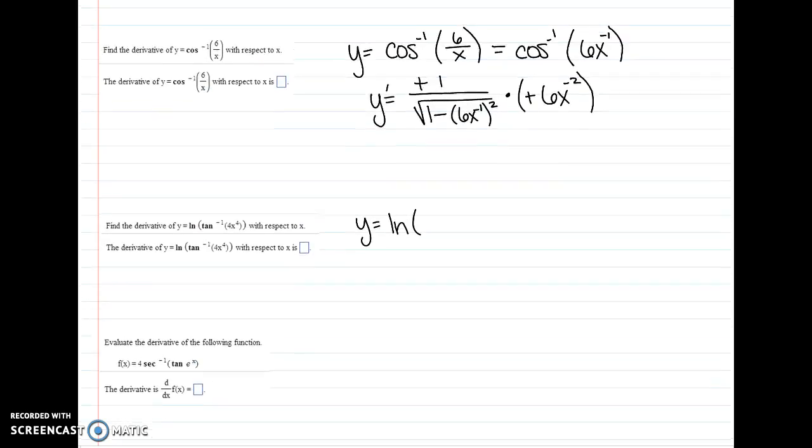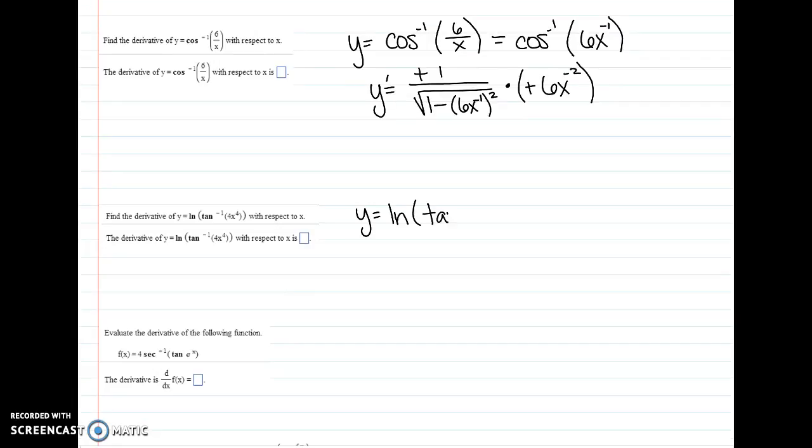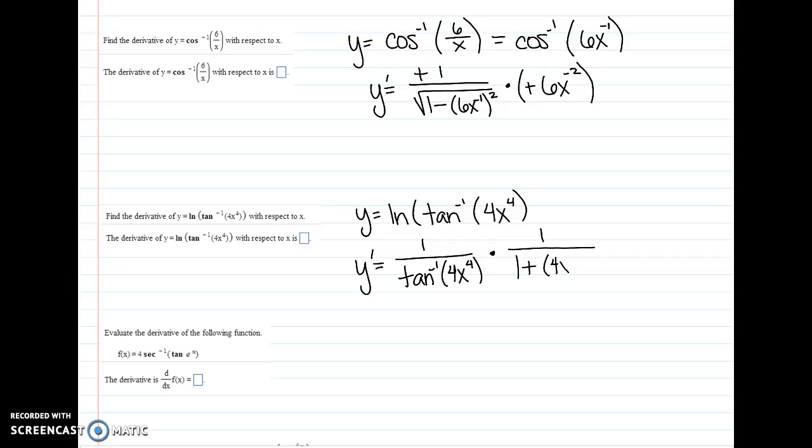Natural log of inverse tangent of 4x to the 4th, another peanut butter M&M. Natural log of blop: the derivative of natural log of blop is 1 over blop, times the derivative of the blop. What's the derivative of inverse tangent of blop? It's 1 over 1 plus blop squared, then times the derivative of the blop. What's the derivative of 4x to the 4th? 16x to the 3rd.